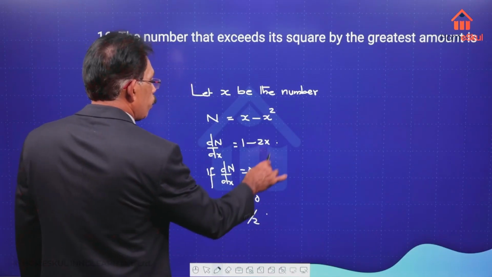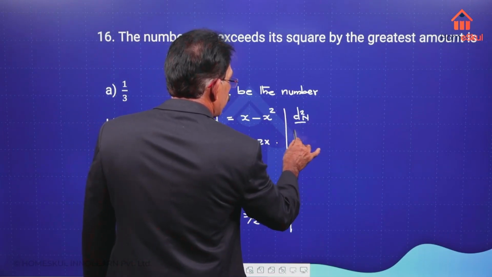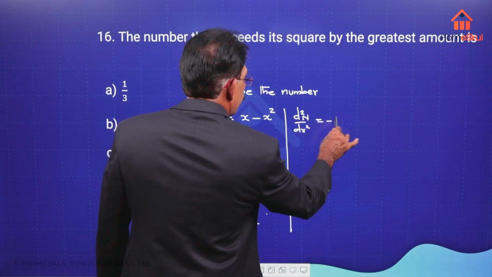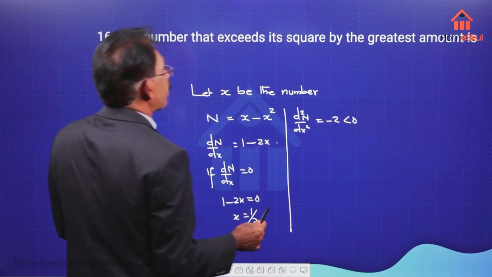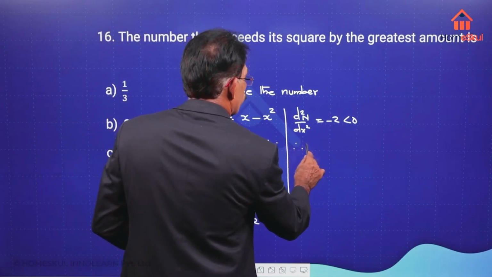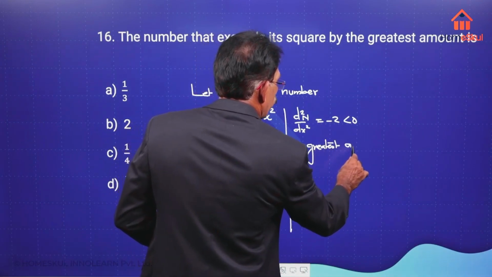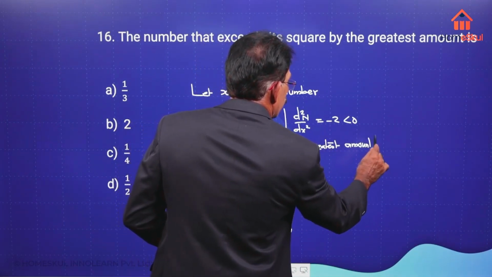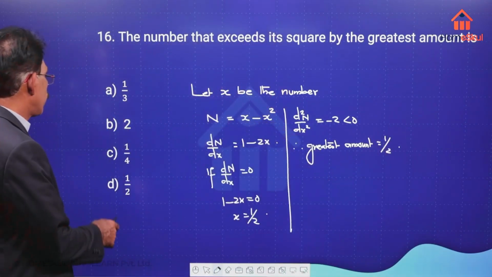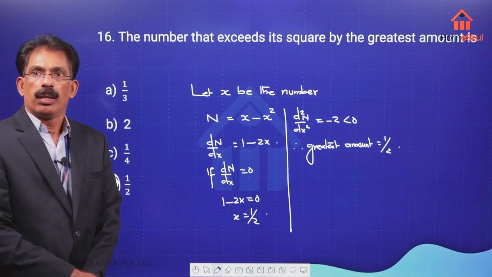By the second derivative method, d square n by dx square is negative, isn't it? It is equal to minus 2, which is less than 0. Therefore, maximum, the greatest amount. Therefore, the greatest amount is what? Greatest amount, that is equal to 1 by 2 here. The answer is 1 by 2. Okay.